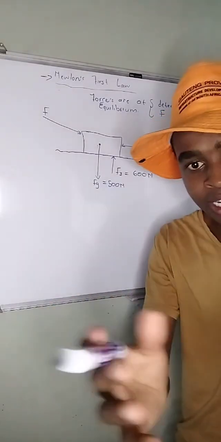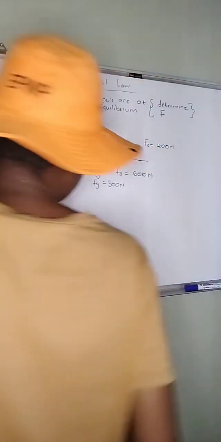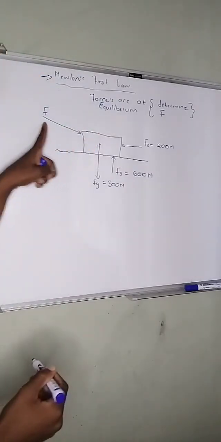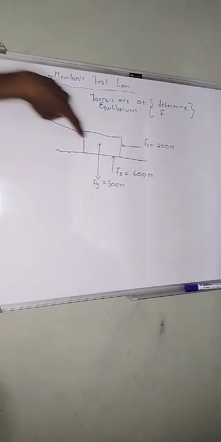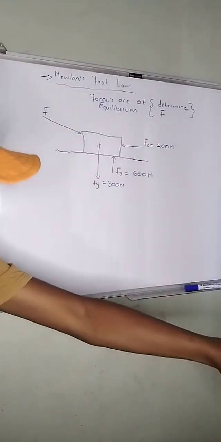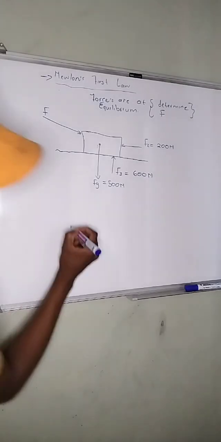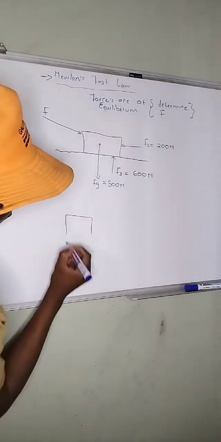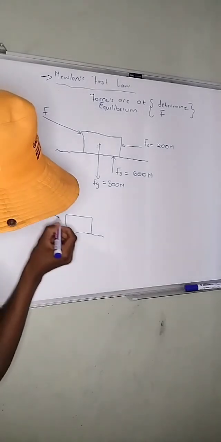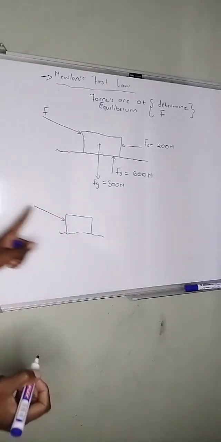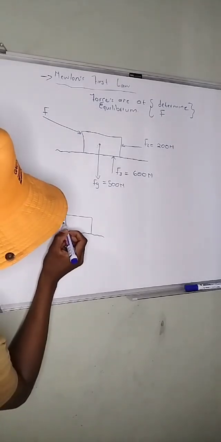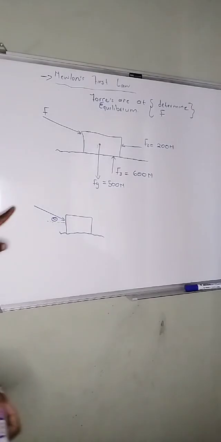Since you didn't tell me, let me tell you again, guys. As you can see there, we have an F pushing this object down. You get what I'm trying to say? Check this out. If we have an object being pushed by this applied force at a certain angle, right?